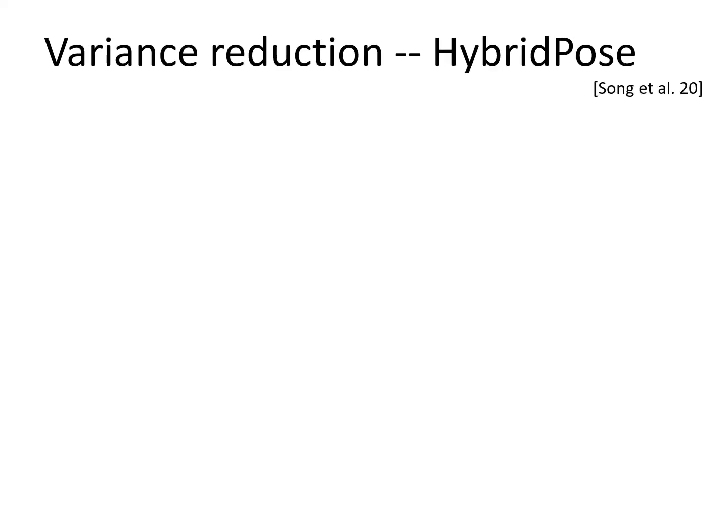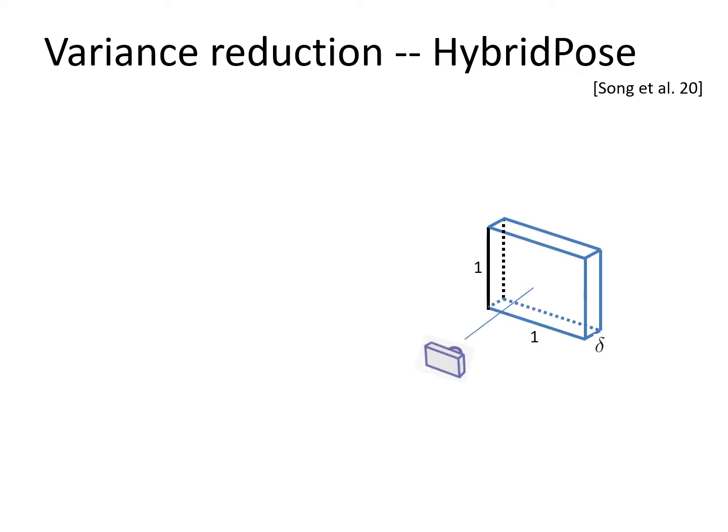So let's look at a concrete example under the 6D object pose estimation application. We have considered a specific configuration where the object is a box in front of the camera. The size of this box is 1 times 1 times delta. It has 8 keypoints, and symmetry correspondences are given by the front face, which is perpendicular to the viewing direction, the z-axis, in this setting.